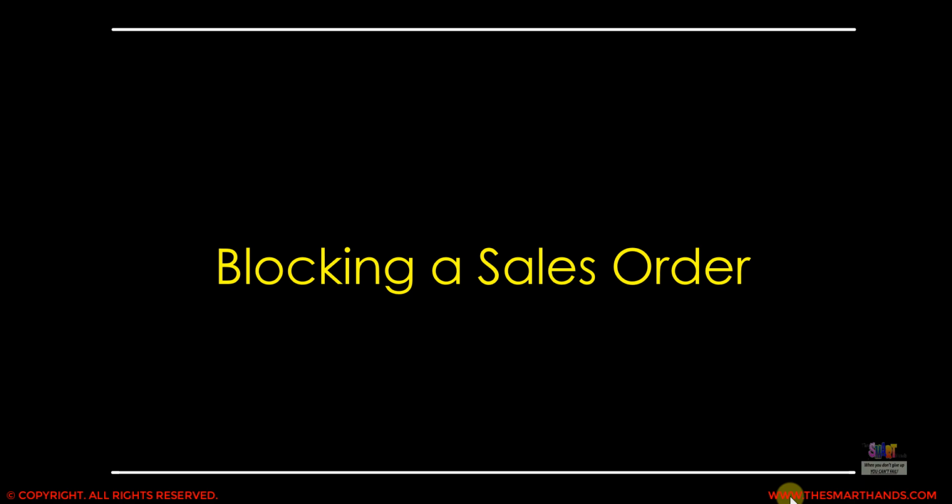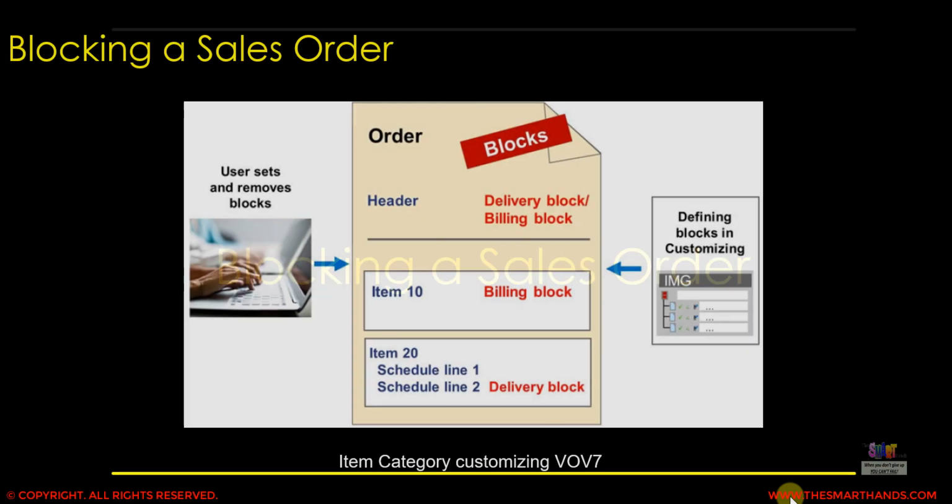Now we'll discuss blocking a sales order, how we can block a sales order. There are different blocks available. One is called delivery block, one is called billing block. These two blocks are available at header level. At item level we only have billing block, and the delivery block at item level, if you want, can only be done at the schedule line category. So let me show you this.